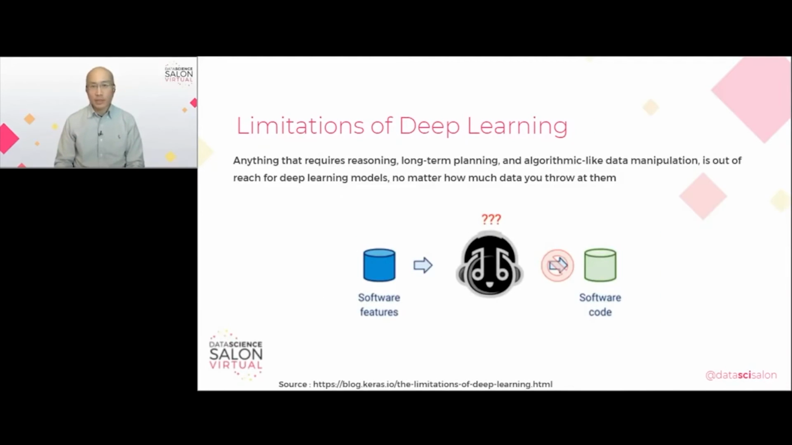Now, there are some limitations with deep learning. I got this from the Keras blog. The example that they use is that in certain cases, the X to Y mapping is too complex for today's deep learning AI technology. For example, it's too complex for deep learning AI to map software features into software code. And this is a quote from the blog that states, "Anything that requires reasoning, long-term planning, algorithmic-like data manipulation is out of reach for deep learning models, no matter how much data you throw at them."